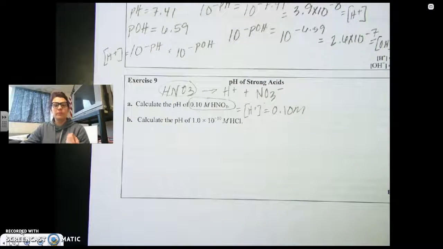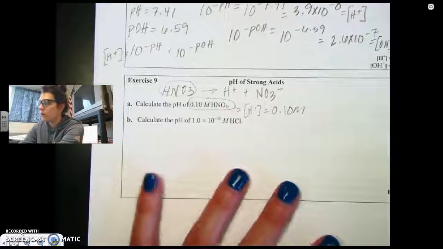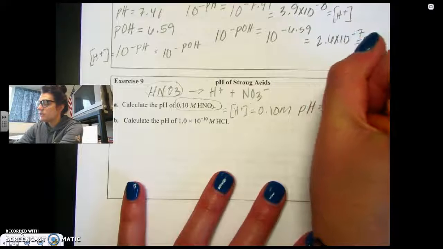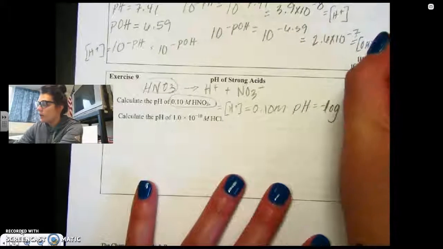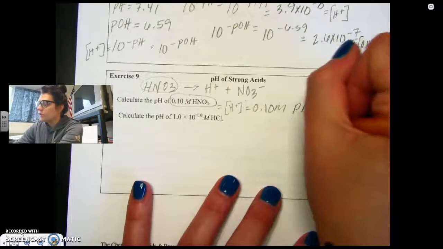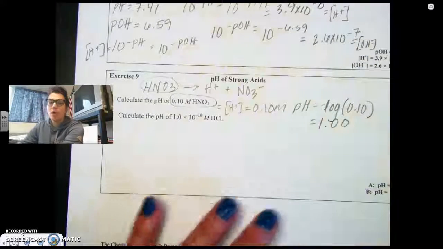Now we can plug that into our pH equation and solve for the pH of this substance. So we would say the pH is equal to the negative log of 0.10 molar, and you should get 1.00.